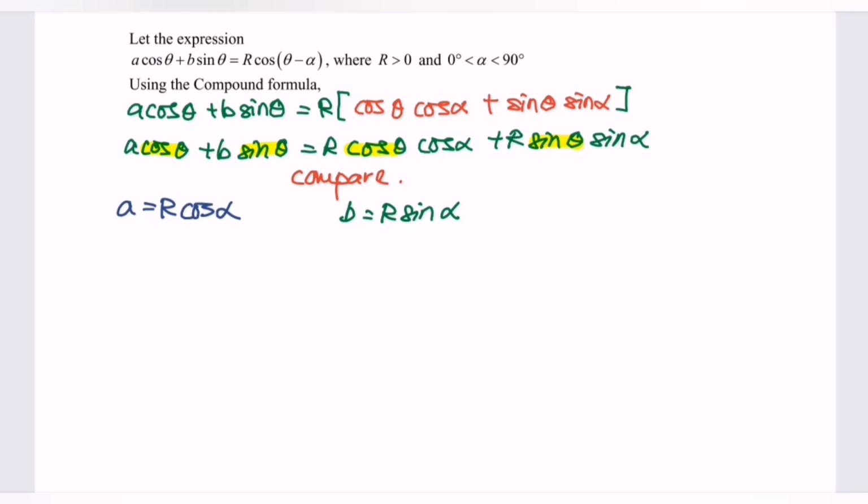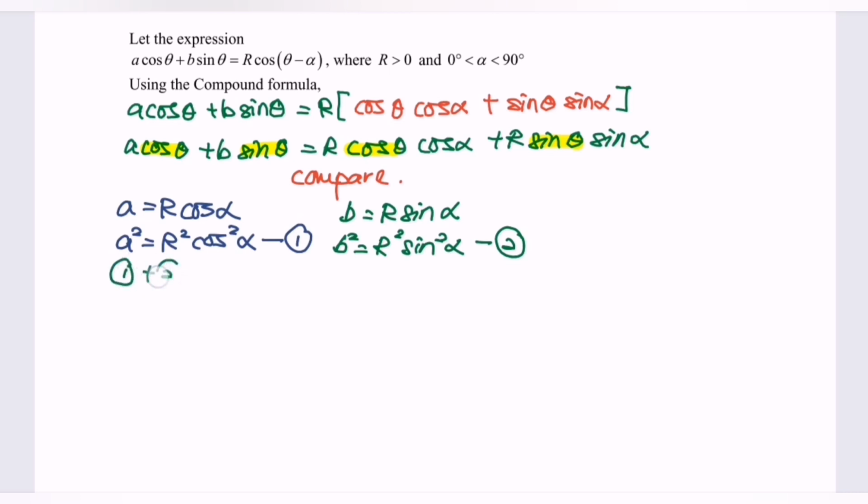Next is to square both sides. If we square both sides, we will have A squared is equal to R squared cos squared alpha. Same goes to the green in color, we have B squared is equal to R squared sin squared alpha. So we name it as the second equation, and this one as the first equation. Next is to add on the situation: equation number 1 plus equation number 2.